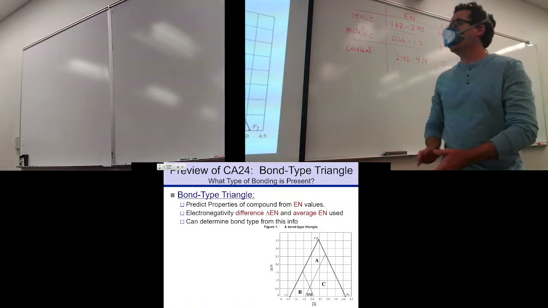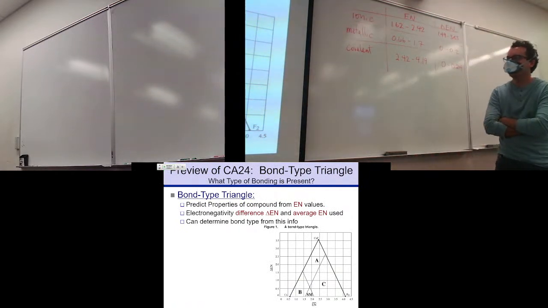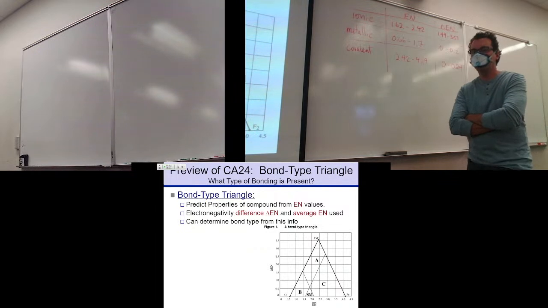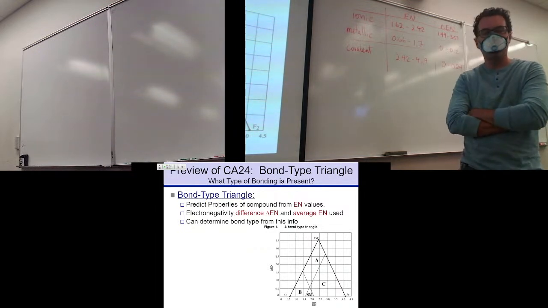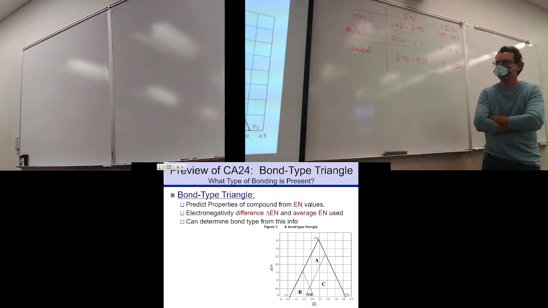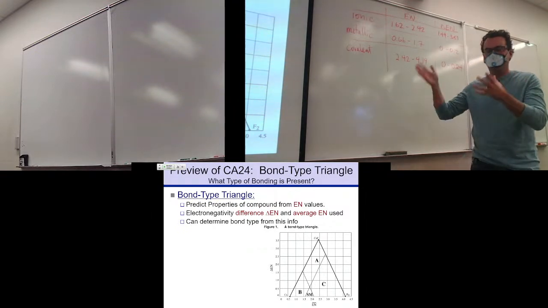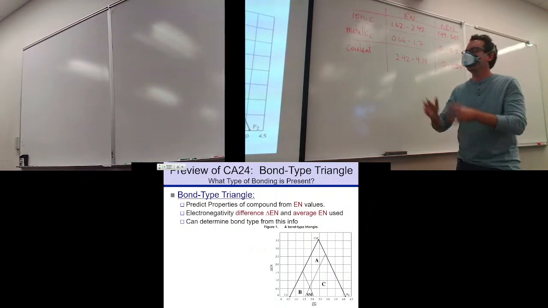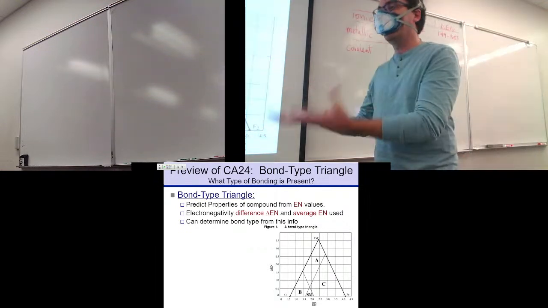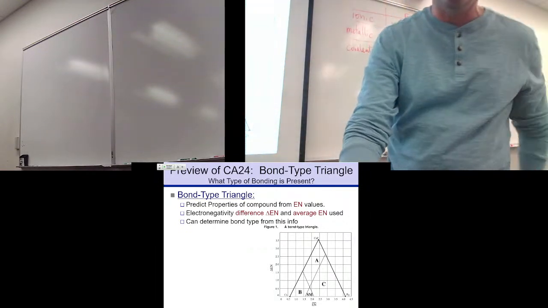So this is where the bond type triangle comes in. This is going to be a tool that's going to help us, again, understand better what kind of bonding we're looking at. And again, this is not a rule. This is not, hey, it falls here, it's definitely this. This is, again, a guide for understanding what kind of bonding we're looking at.